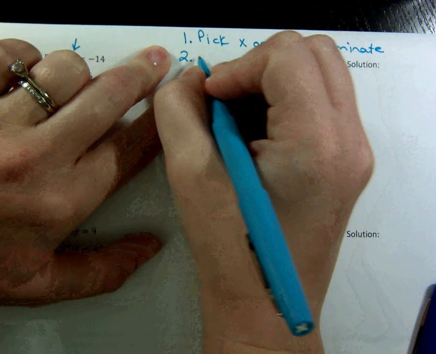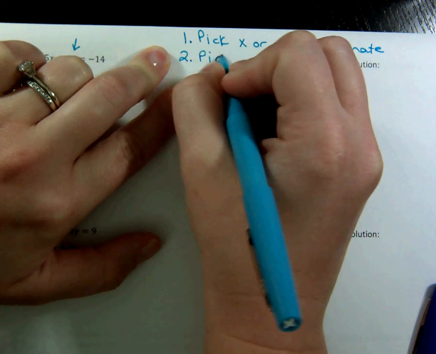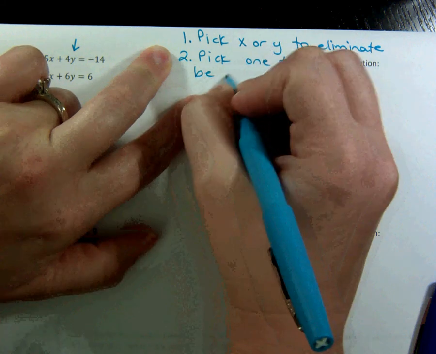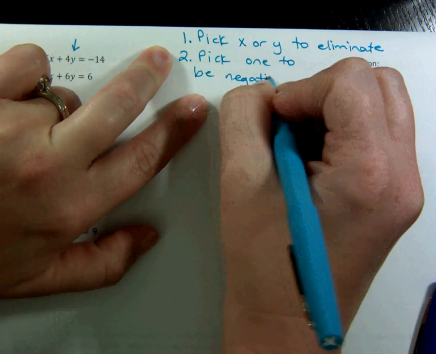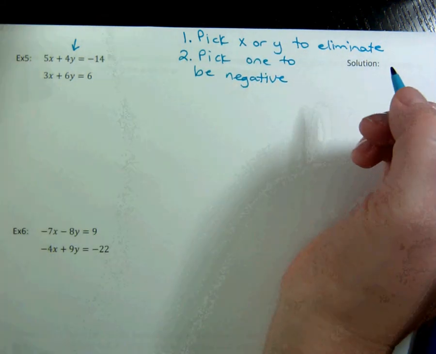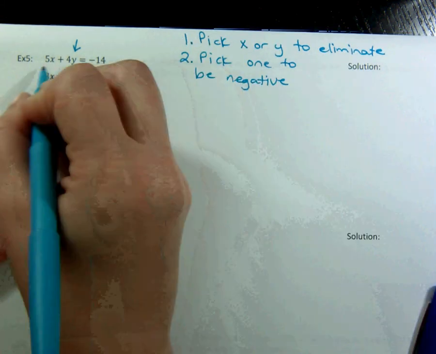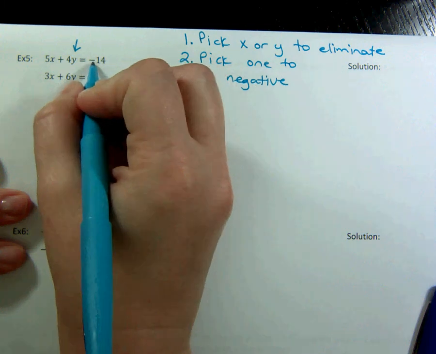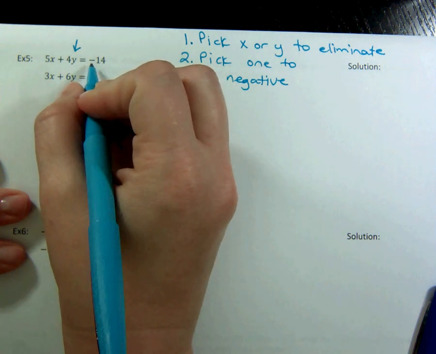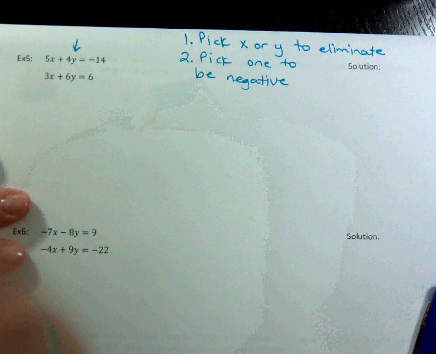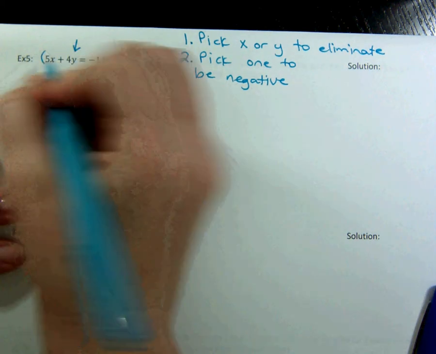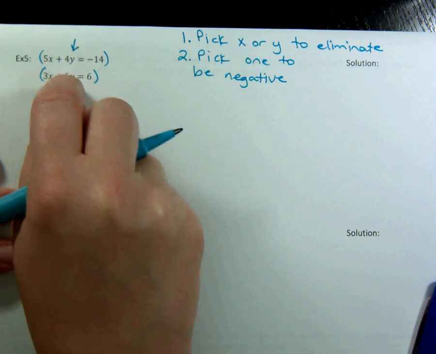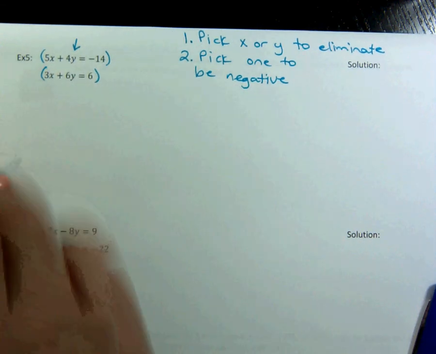Then your decision is to pick 1 to be negative. So if they're both positive, your job is just to pick one that you want to be negative. I'm going to pick the top equation because that constant is negative, and if I multiply everything by negative, it will become positive. So those are just choices you have to make. Which variable do you want to eliminate, and which equation do you want to be negative?